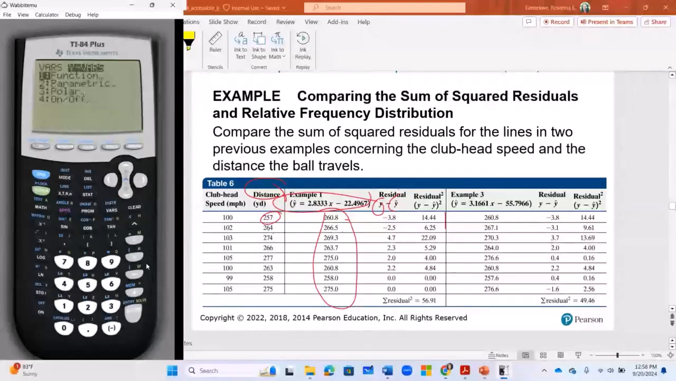Verse function y1. So that is y1, substitute my L1. So I am substituting my L1 in that equation in y1. When I finish that, it's going to put all the residuals, for each and every one, all the residuals will be in L3. So let's do that. You see, all the residuals are in L3.